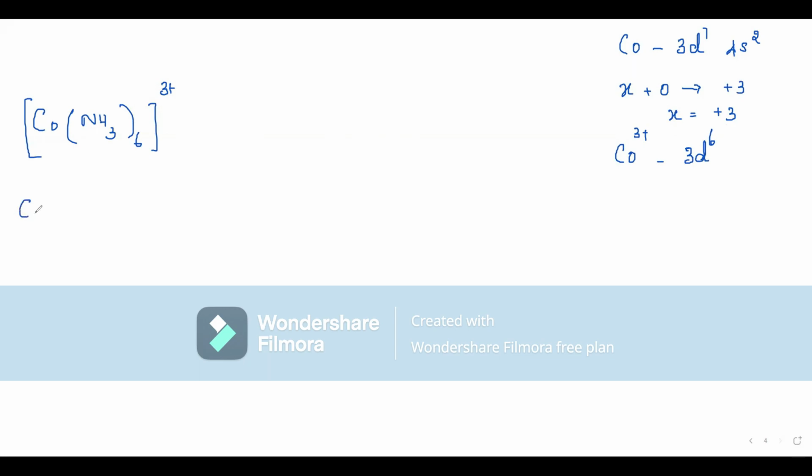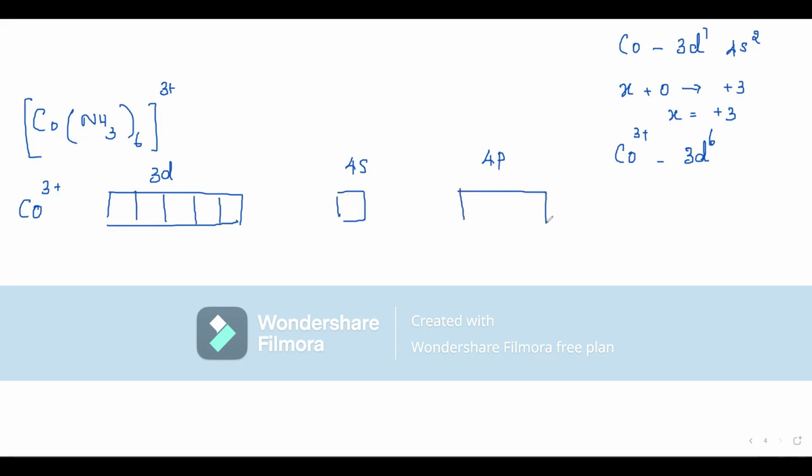Now here I'll straight away write Co3+ itself: the 3d orbitals, the 4s, and I may require the 4p. Now 3d, the 4s orbital and the 4p orbitals. In this 3d, you have 6 electrons, right? 1, 2, 3, 4, 5, 6. 4s is 0, 4p is kept. If needed, we will use it.